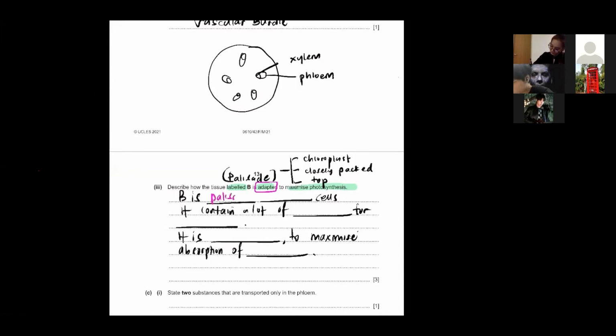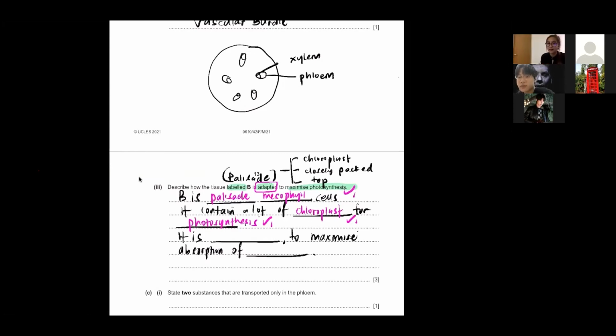Palisade mesophyll. All right, contains a lot of chloroplasts. Always give the name. The name will give you 1 mark. Chloroplast for photosynthesis. Guys, you see, actually, if you mention this, you get full marks already. 1 feature, 1 explanation.